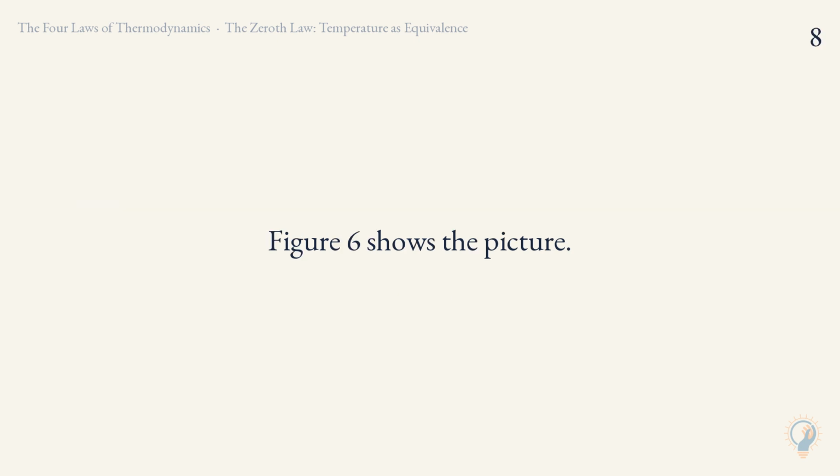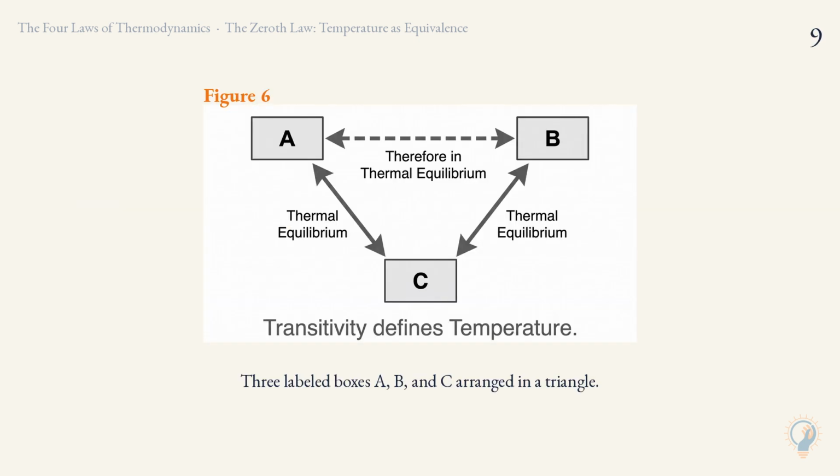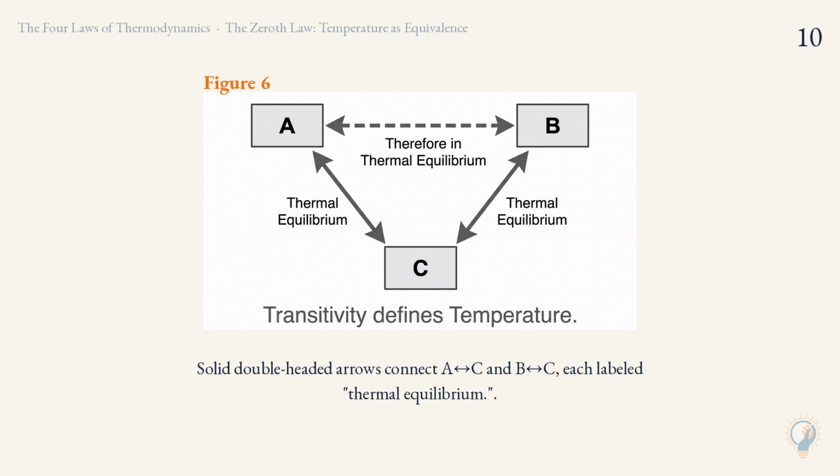Figure 6 shows the picture. Figure 6, 3 labeled boxes A, B, and C arranged in a triangle. Solid double-headed arrows connect A to C and B to C, each labeled thermal equilibrium. A dashed double-headed arrow connects A to B, labeled therefore in thermal equilibrium. Beneath the diagram is the caption, Transitivity defines temperature.